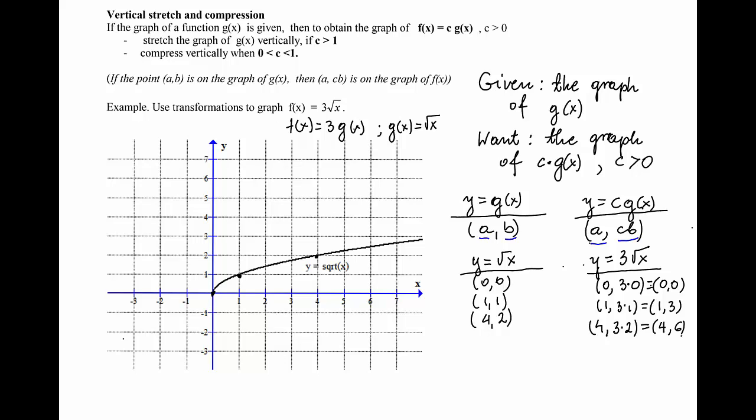So the points on the graph of the function that is stretched are going to be 0, 0, 1, 3, and 4, 6. And if we join those points with a continuous curve, you will see the graph of the function y equals 3 square root of x. As you can see, it has been stretched away from the x-axis. Every y coordinate of a point on the graph of y equals square root of x has been multiplied by 3.